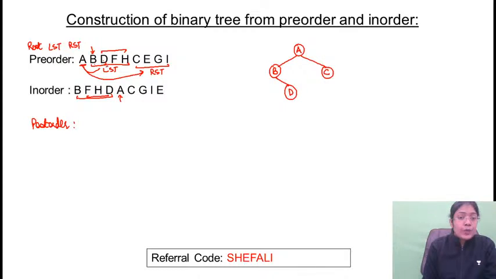It's D. Now F and H are the remaining elements. These are present on the left of D, so both will be on the left. But left में पहले कौन आ रहा है? F. So F will be the root. Last element is H. H is present on right of F, so it will be a part of the right subtree.